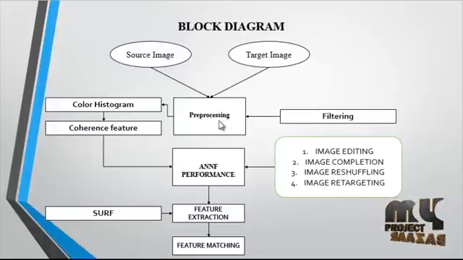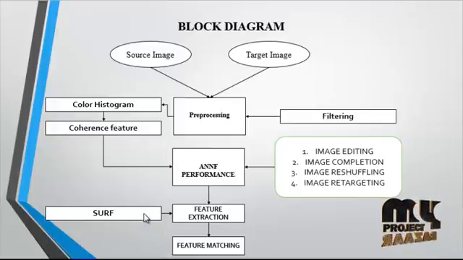After the pre-processing, the color histogram feature is extracted from the image. After that, the coherence feature is extracted from the pre-processed image. The coherence feature extracted from the image is input to the ANNF performance. In the ANNF performance, we consider four things called image editing, image completion, image reshuffling and image regrading.